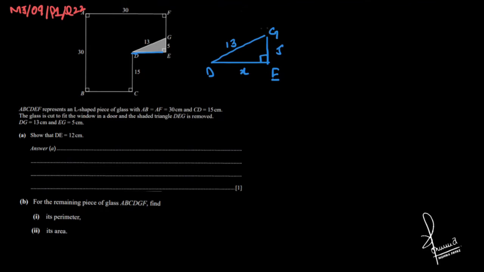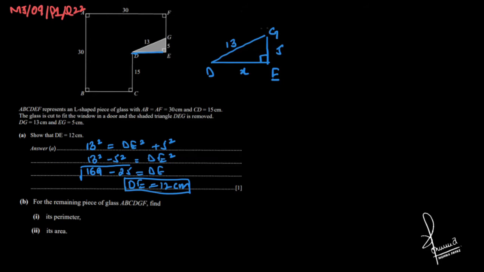So what you will do is you will write that 13 square is equal to DE square plus 5 square, right? So 13 square minus 5 square is equal to DE square. 13 square is 169, 5 square is 25. Now you will take the square root to calculate DE. DE will equal 12 centimeters, which is your answer.